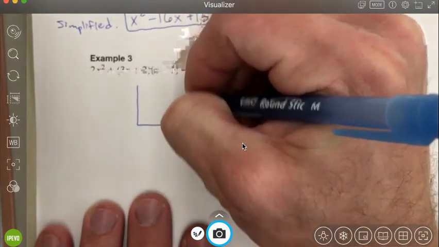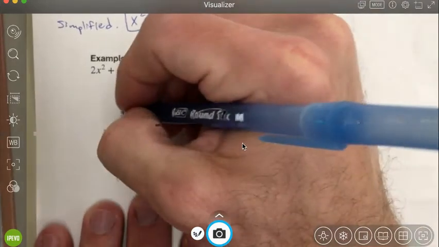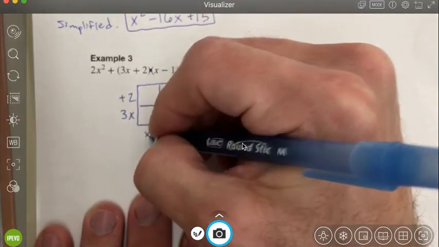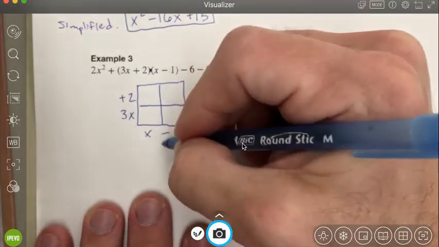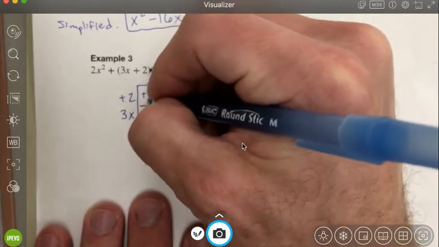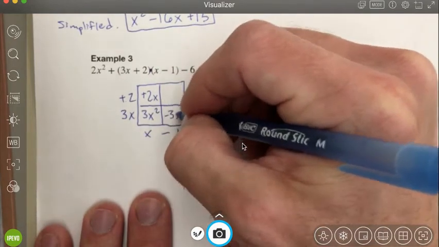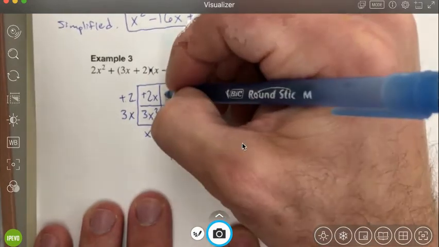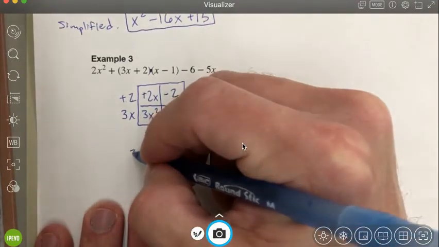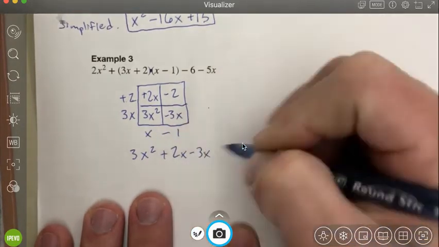So let's throw this right here. I see a 3x plus 2 and an x minus 1. 3x times x is going to be 3x squared. X times 2, here's my positive 2x. Negative 1 times 3x is negative 3x. And finally, 2 times negative 1 is going to be negative 2. All right, so if I write all this out, I see 3x squared plus 2x minus 3x minus 2.